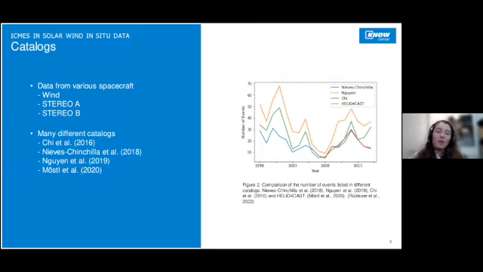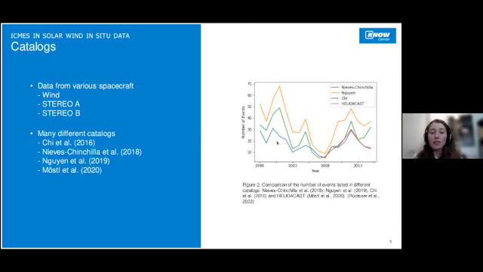All right, so now that we were reminded about ICMEs in general, there are various spacecraft collecting in situ data where we can take a closer look and possibly find ICMEs. For example, WIND, STEREO A or STEREO B. And taking a closer look at the WIND spacecraft, there are many different catalogs. We've only listed 4 of them here.